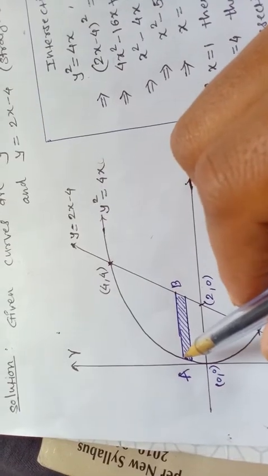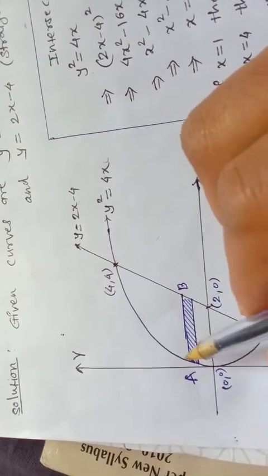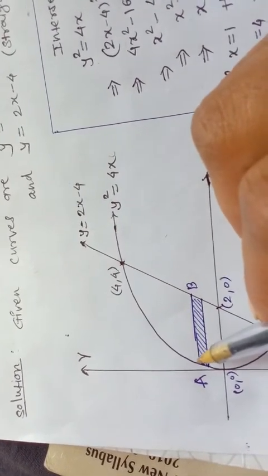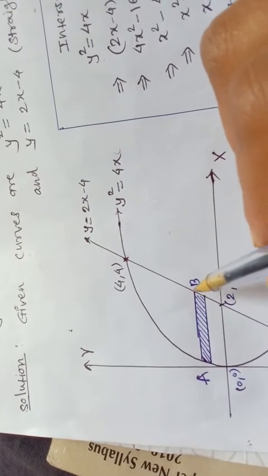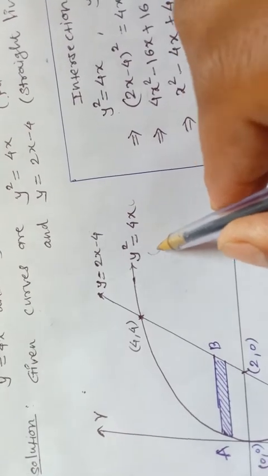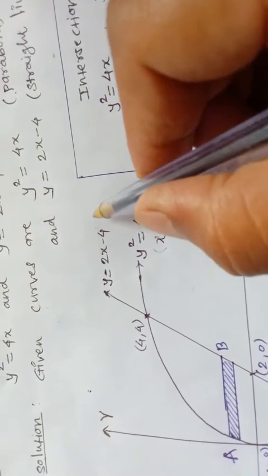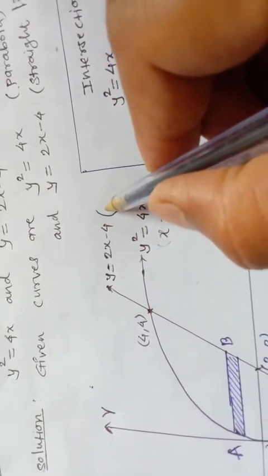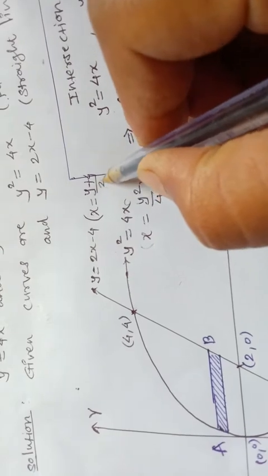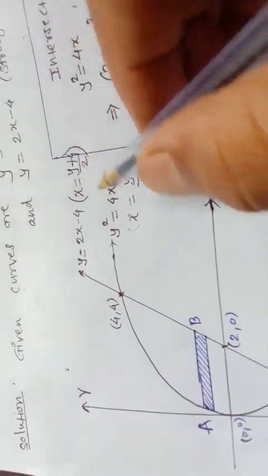That is, the lower end of this strip is touching the parabola and the upper end of this strip is touching this line. And we have to vary our x variable, so we have to write the equation of the parabola in terms of x, and the equation of the line in terms of x. So first of all, we write y square equals 4x as x equals y square upon 4. Similarly, we want the equation of the line also, that is x equals y plus 4 upon 2.